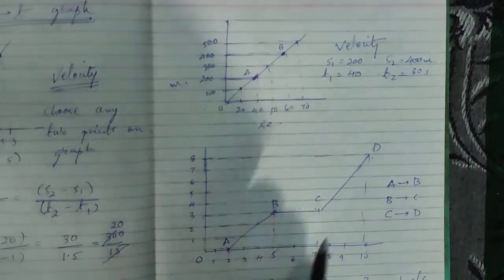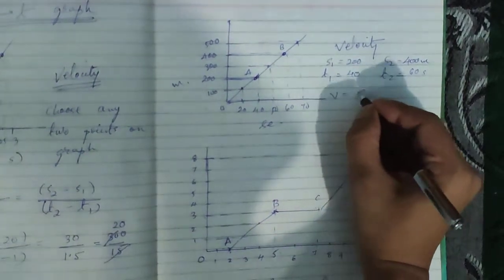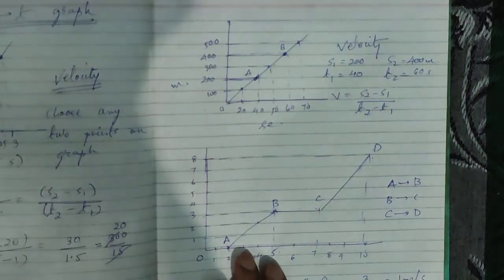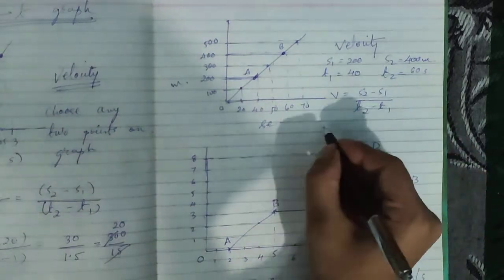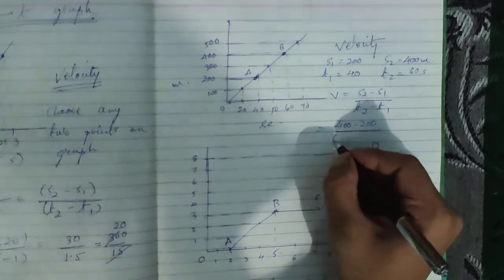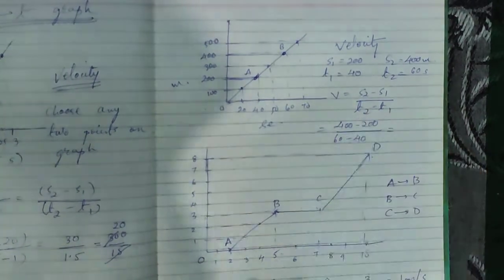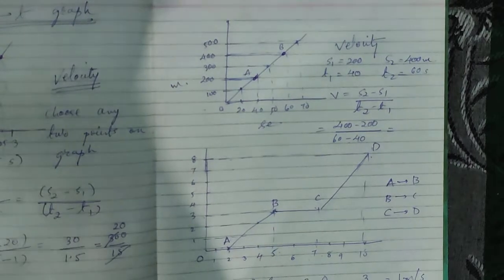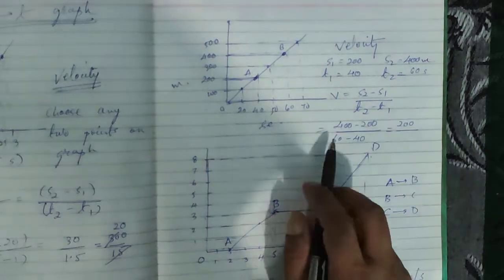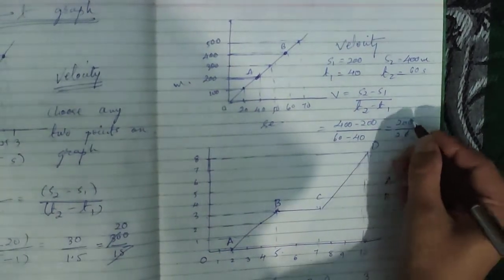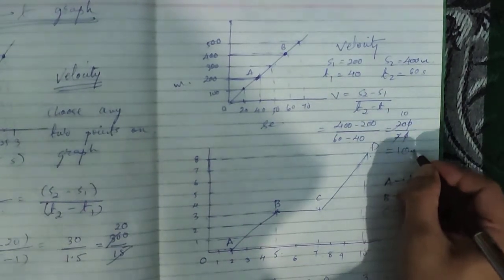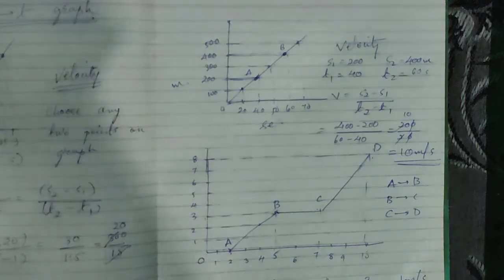Understood? Now all you need to do for finding velocity is S2 minus S1 upon T2 minus T1, like I taught you in the previous video, and substitute the values, that is 400 minus 200 upon 60 minus 40. So what you get over here is 400 minus 200 is 200 and 60 minus 40 is 20. So the zeros cancel and 2 tens. So you get the answer as 10 meters per second.